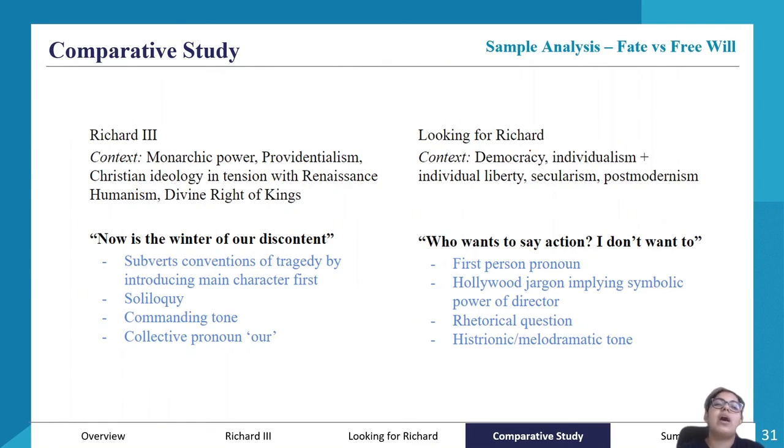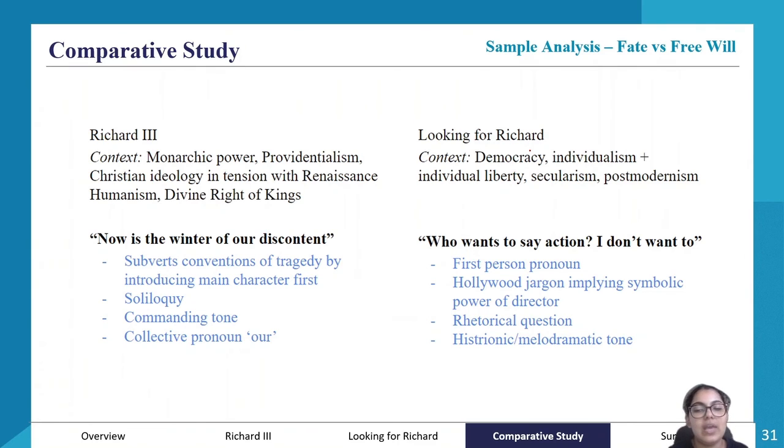It's usually some palace person or guard or just like a soldier, whatever, speaking to each other, or two messengers speaking to each other. That's quite common. Here Shakespeare goes straight into it. He just immediately gets into a soliloquy and goes, Richard is evil. So it subverts those conventions of the tragedy.